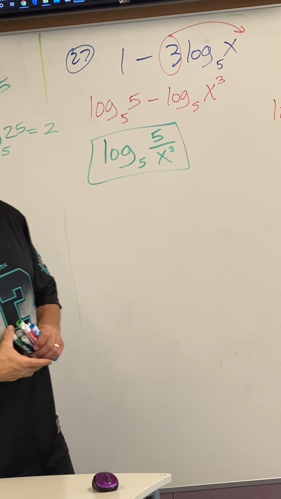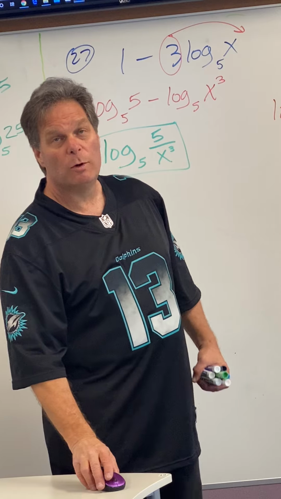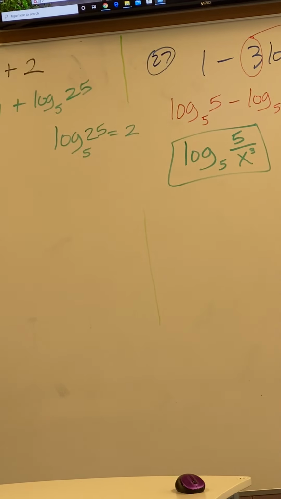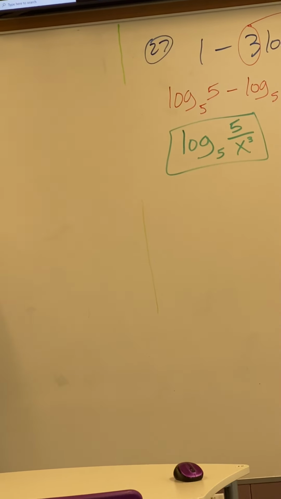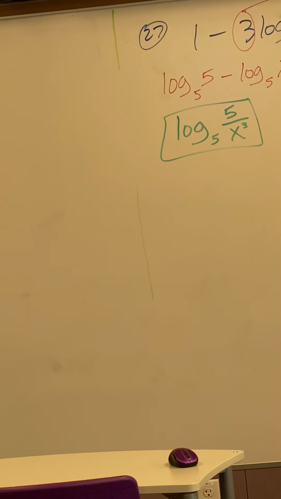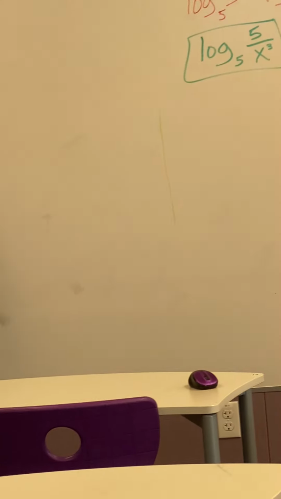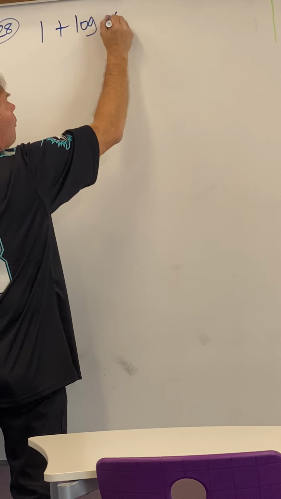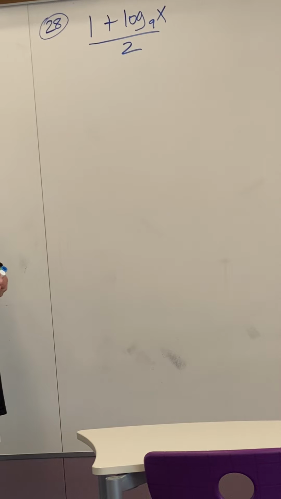So that's 27, and then 28. I also wanted to do that one because this one isn't quite as obvious as the rest of them, how to do it, even though it really is pretty much the same thing. Here we go. So 28 looks like this: 1 plus log base 9 of x over 2. Well, what do you do with that? Here's what I would recommend.